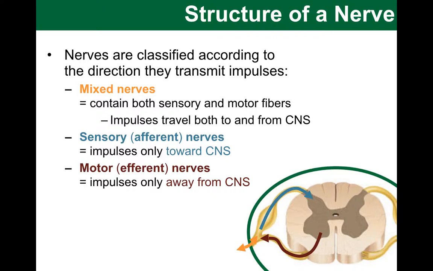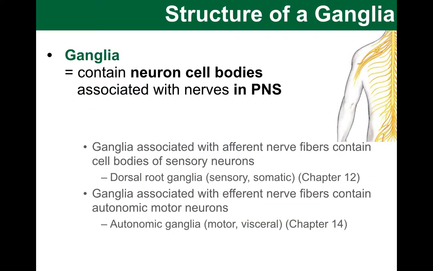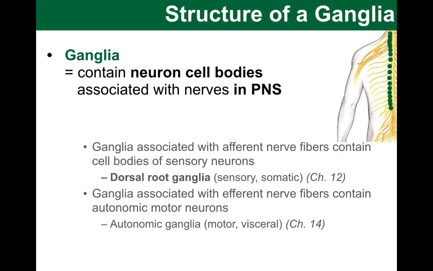The next concept that I should talk about in relation to the spinal nerves is the ganglia. And ganglia are basically bundles of nerve cell bodies in the peripheral nervous system. And you can see some of those here in this diagram. And we have already talked about the dorsal root ganglia in chapter 12, and we will talk more about these in the next chapter too.